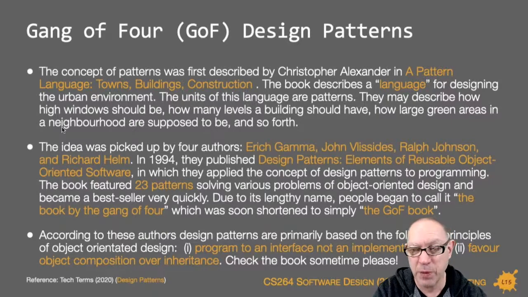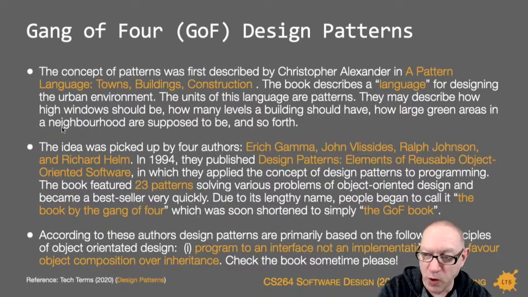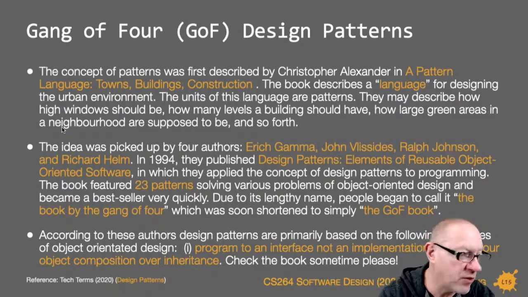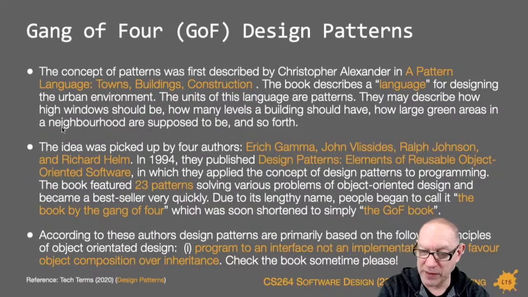And the idea then was picked up by four authors, Gamma, Helm, Johnson and Vlissides, and in 1994 they published this book, Design Patterns: Elements of Reusable Object-Oriented Software, and I've told you about this before. They applied the concept of design patterns to programming. And there are 23 patterns looking at solving various design problems, and it became a bestseller. People then just refer to it as the book by the Gang of Four, and then it's just a GOF book. So that's where it comes from.